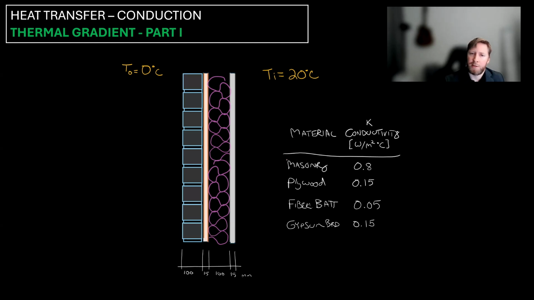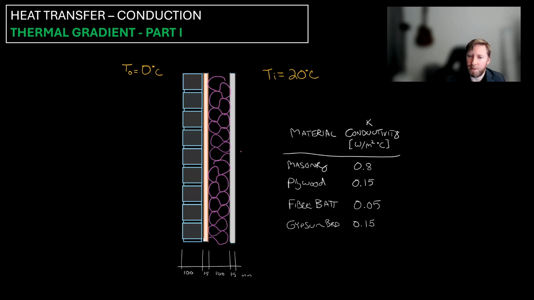What we're going to look at today is the thermal gradient, and there are two parts to this. The first part is to analyze this system in terms of its thermal resistance for each and every layer, and figure out the total RSI of the system. Then we'll come back in the second part and figure out the thermal gradient.